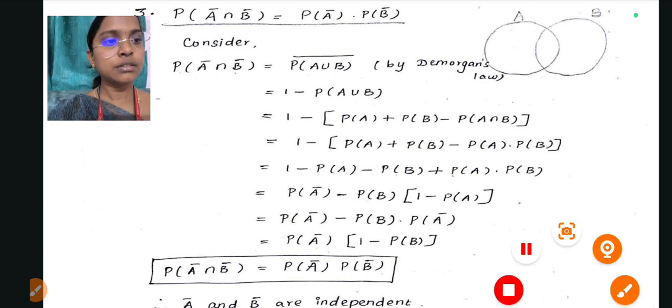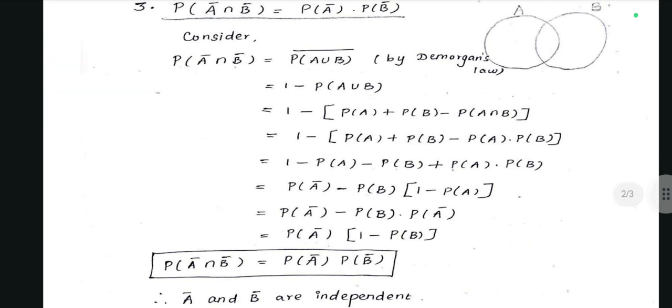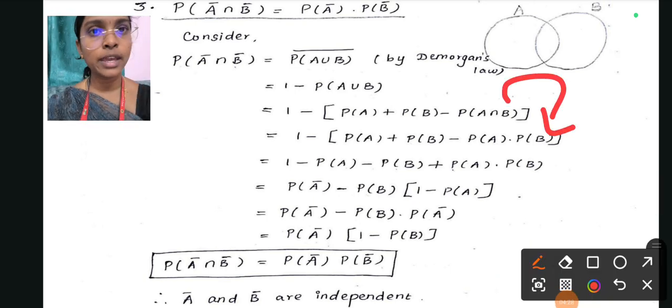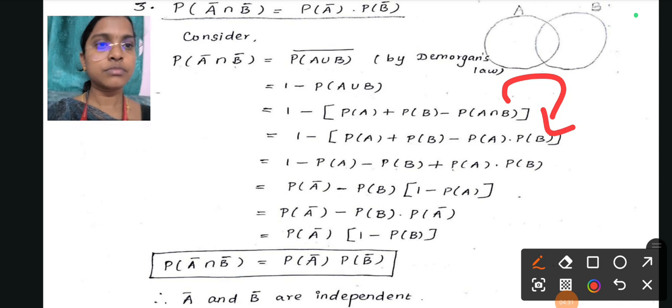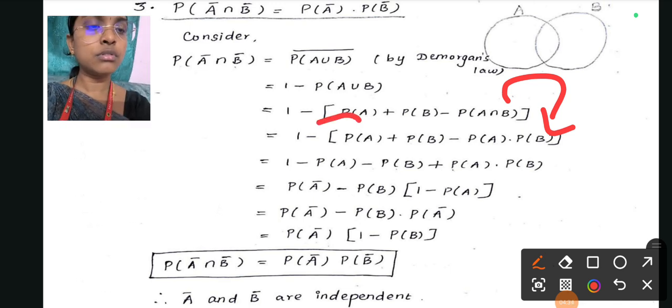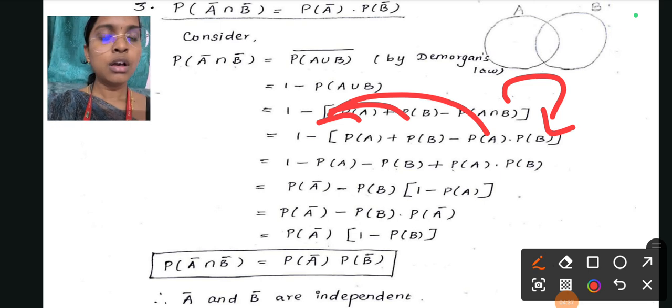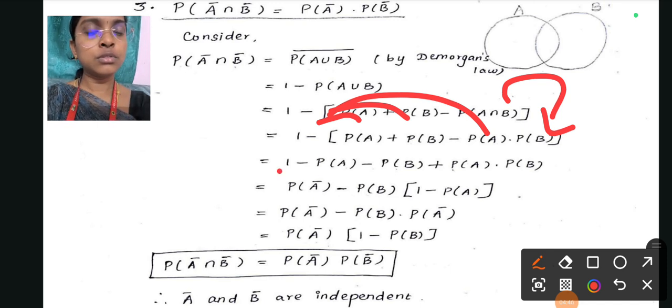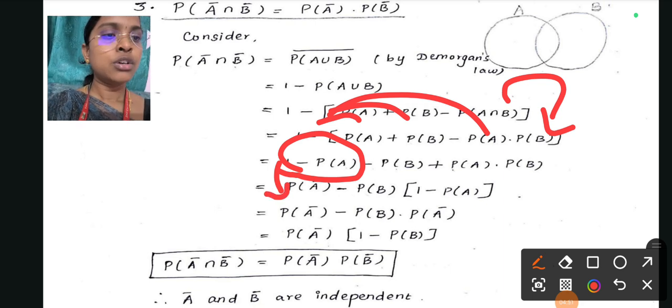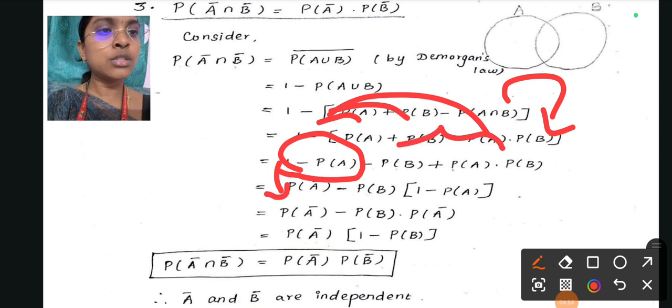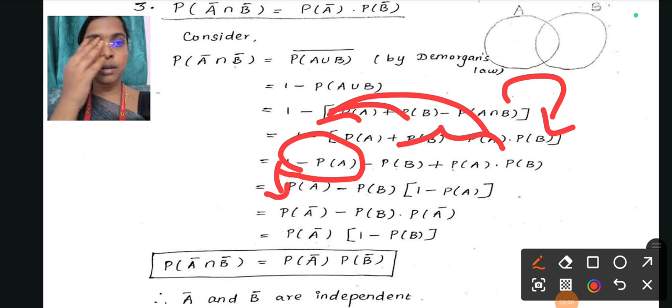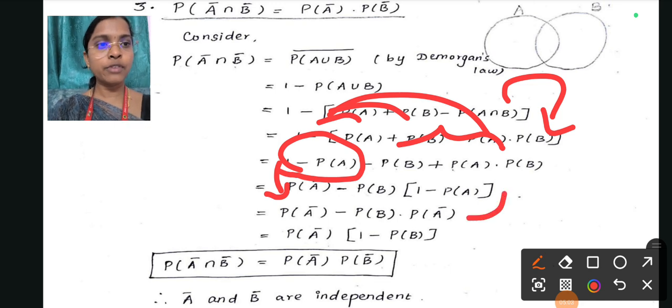Here probability of A intersection B can be written as probability of A into probability of B. I am taking this minus to the three terms. So 1 minus probability of A minus probability of B plus probability of A into probability of B we will get. Combining these, taking the common term in these two terms, we'll get probability of B into 1 minus probability of A. We know that 1 minus probability of A will be probability of A complement.